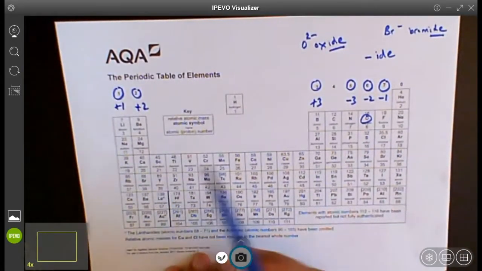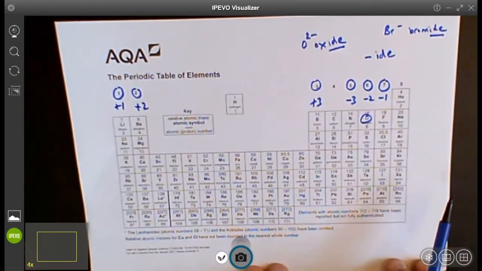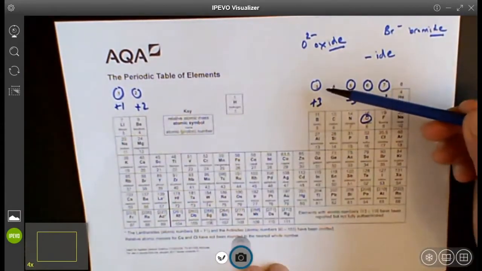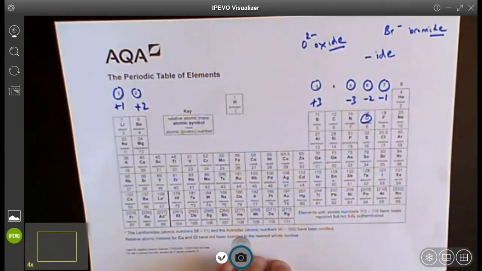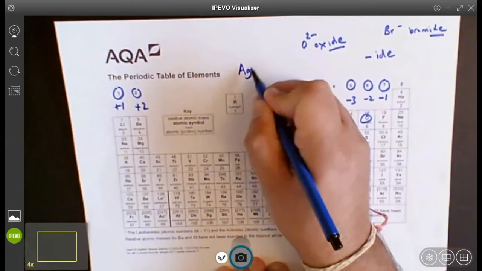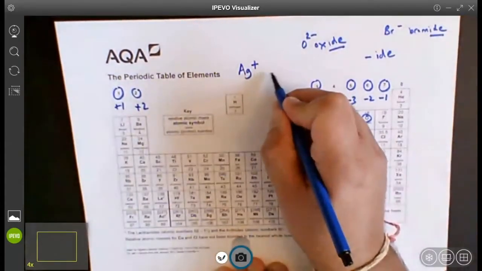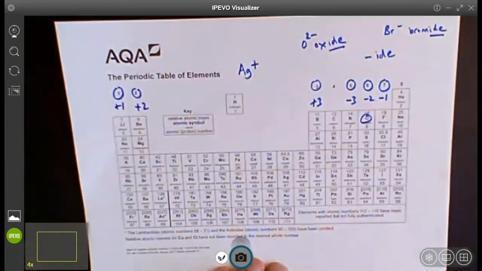Again, the periodic table is valuable as it helps you remember, by looking at the group number, what charges the ions of single elements are going to be. There is one exception I do want you to remember, and that is silver. Silver is the Ag+ ion, so silver has a +1 charge.